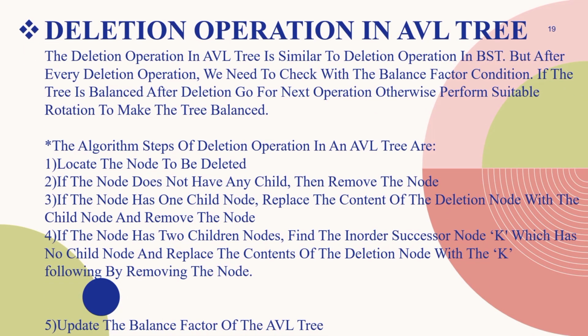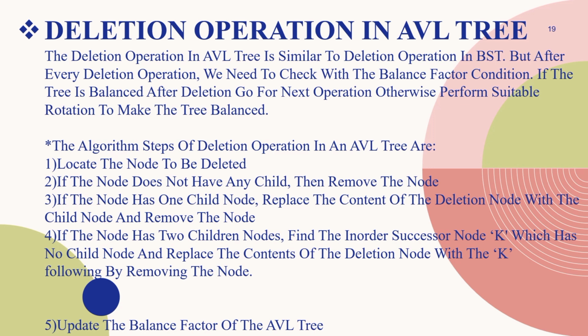Deletion operation in an AVL tree. The deletion operation in an AVL tree is similar to the deletion operation in a BST, but after every deletion operation, we need to check the balance factor condition. If the tree is balanced after deletion, go for the next operation. Otherwise, perform suitable rotation to make the tree balanced.